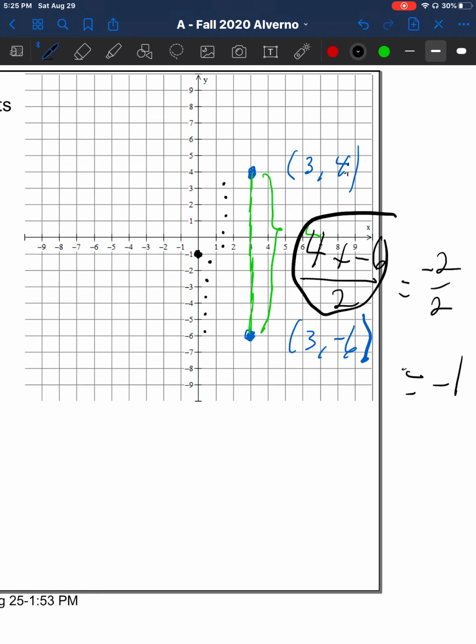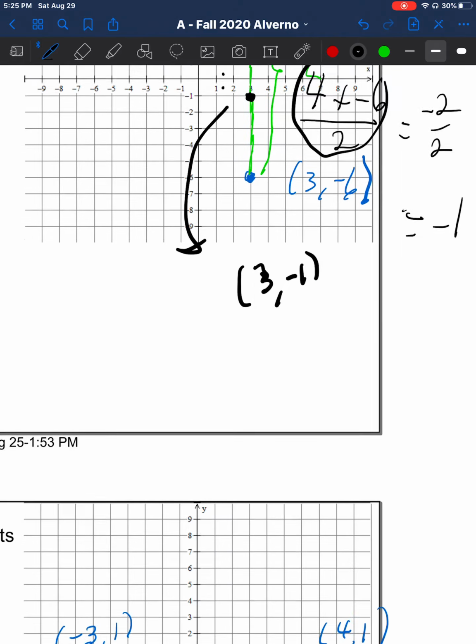But what we want to do is find the point. We figured out that the x value for this point is 3, because that's what all the values have to be here. So now we know that the answer is going to be 3, minus 1. So that's the midpoint. Notice the x value was the same, so it didn't change. Just the y value is all we had to find.